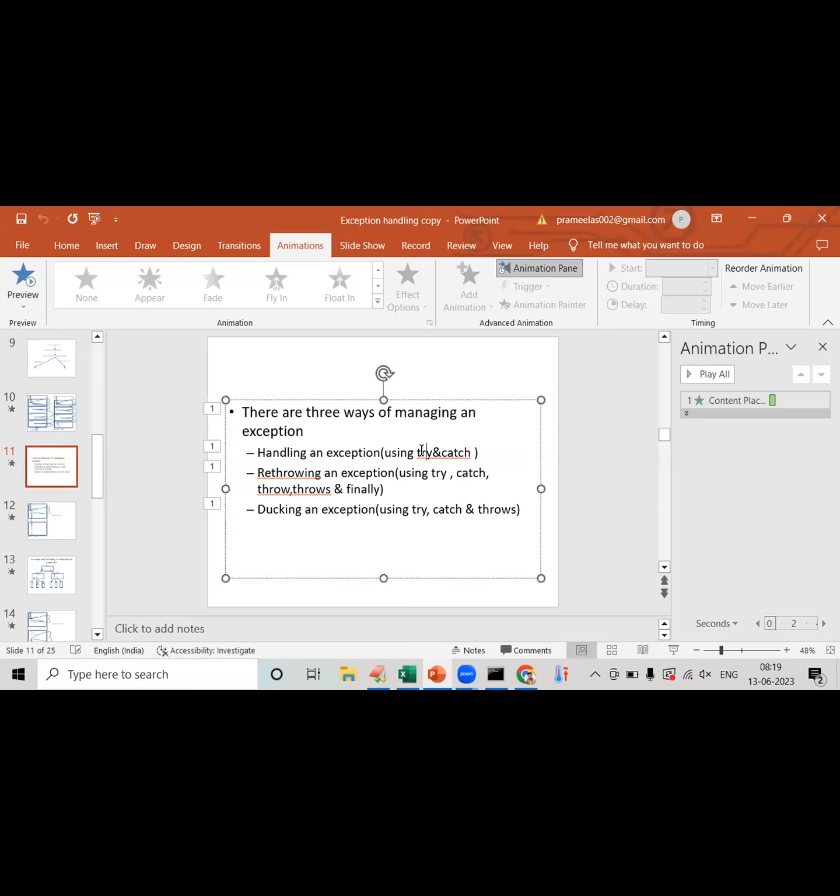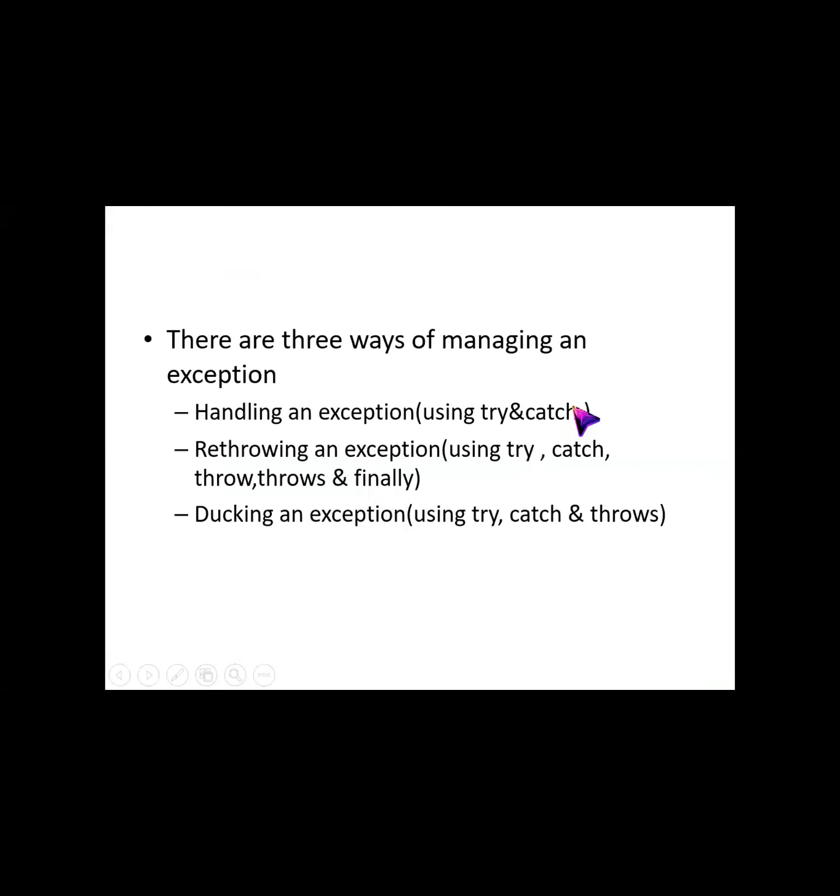That is your first way, using your try and catch. Screen is visible. First way is using try and catch. Which is that for? Whenever there is a connection in a method, then you should handle it. If you don't handle, what will happen? Connection will not be terminated.